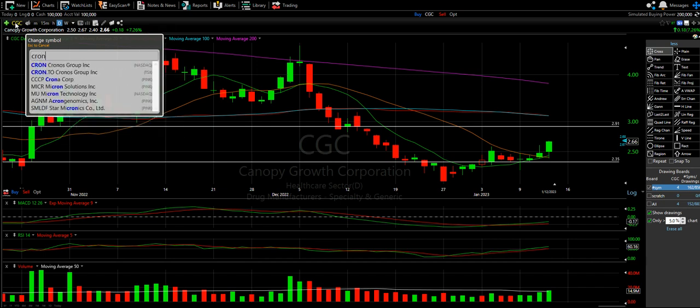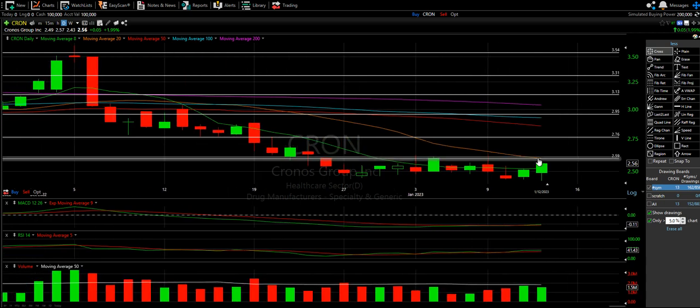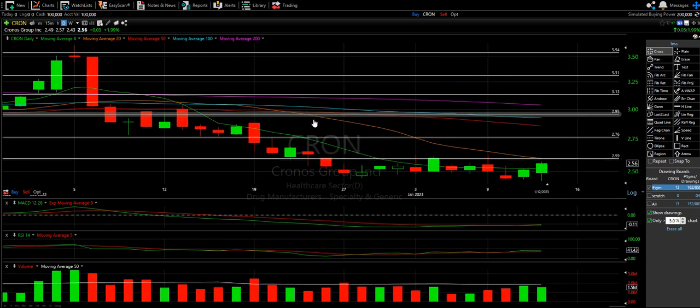CRON. Again, I like keeping CGC and CRON together. Oh, interesting. Okay, so CGC does look better than CRON. Again, if we can break, and look, you see it, this 259 is pretty much right on the 20, right? If we can break this, it'll be a good first time over the 20. At the very minimum, right, you see it.